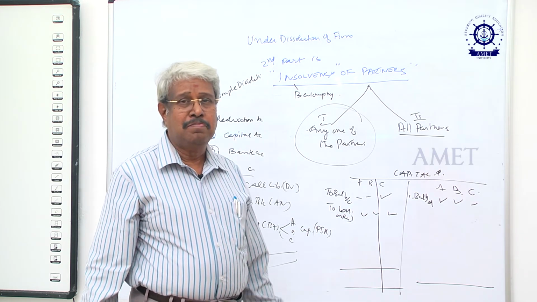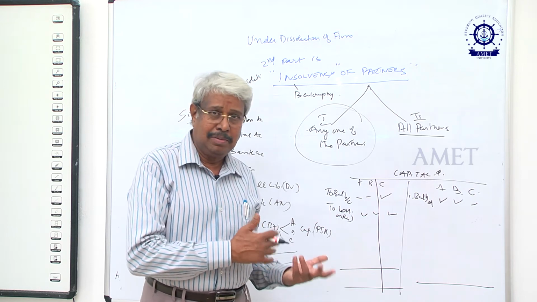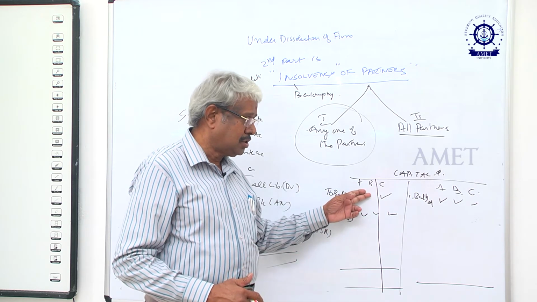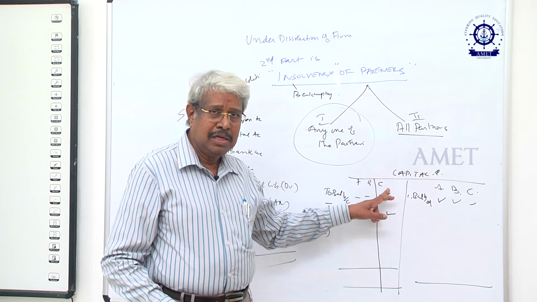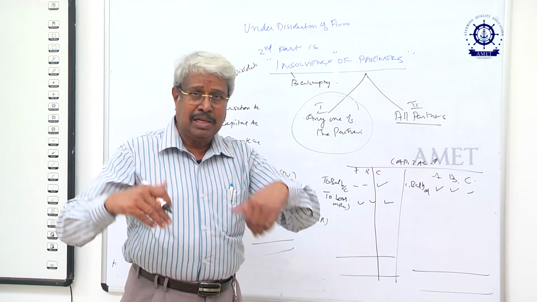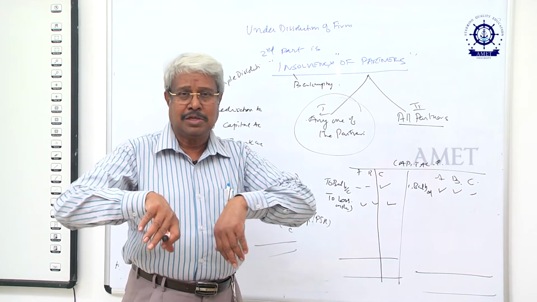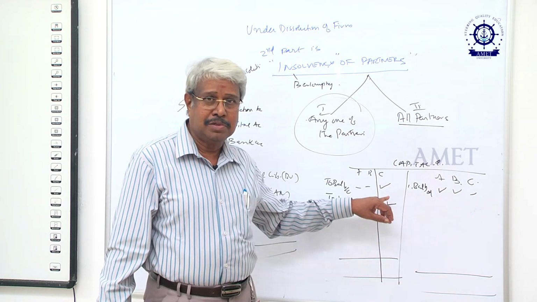Even if he is not able to bring in cash, then his loss has to be borne by the remaining solvent partners. These two partners are called solvent partners and C is said to be the insolvent partner, completely becoming bankrupt. Bankrupt means even by selling his private estate, he is not able to realize any amount. He is not able to bring any cash into the business. That's called insolvency of the business.